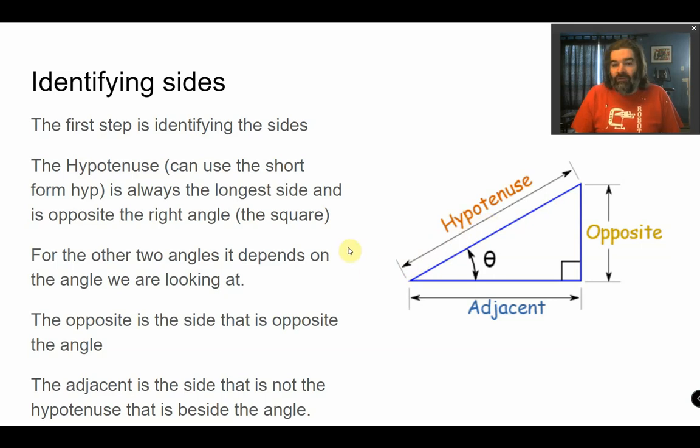For the other two sides, it depends on what angle we're looking at. The opposite would be the one opposite the angle we're looking at. The adjacent would be the one beside the angle we're looking at. So this would be the opposite for this angle, this would be the adjacent for that angle. Adjacent basically means beside.